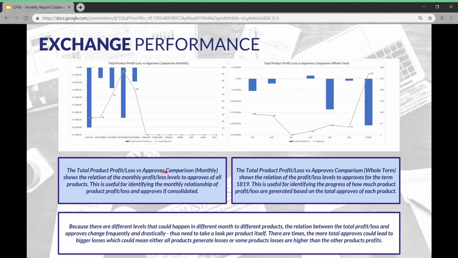Now, total product profit loss versus approves comparison monthly shows the relation of monthly profit loss levels to approves of all products. This is useful for identifying the monthly relationship of the product profit loss and approves if consolidated. Meanwhile, the one at the right is based on the whole term, and shows the relation of profit loss levels and approves for the term 1819. Now, because there are different levels that could happen in different months to different products, the relation between the total profit loss and approves change frequently and drastically, thus needed to look more into. There are times where the more total approves could lead to bigger losses, which could mean either all products generate loss or some products' losses are higher than the other products' profit.